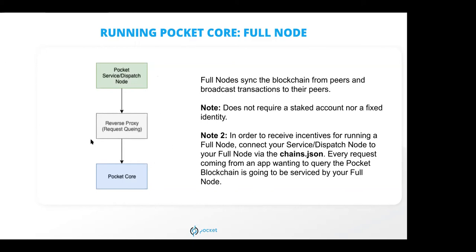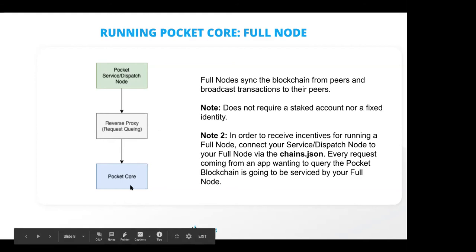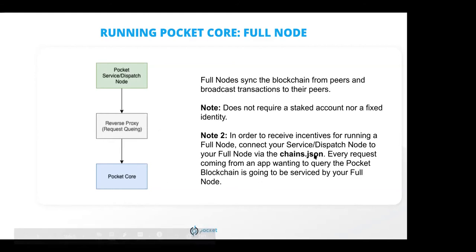Have it run with its own reverse proxy so you can manage the requests that are incoming to the Pocket core. You can connect them via your chains JSON, and then every request coming from an app that wants to query the Pocket blockchain is gonna be serviced by that full node, just like it will be Ethereum, Tezos, or whatever other blockchain.